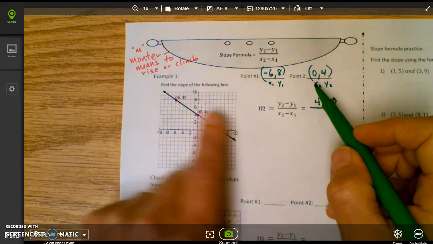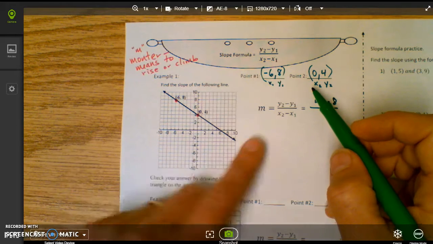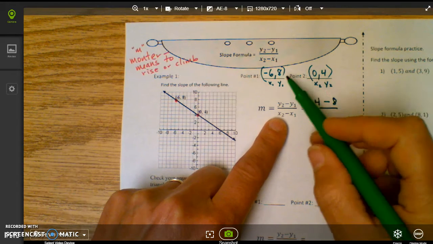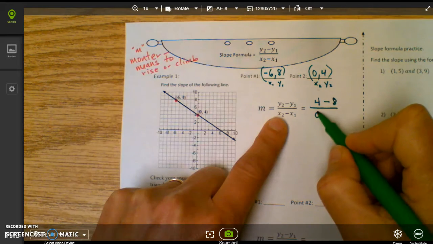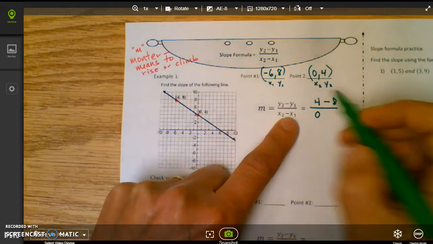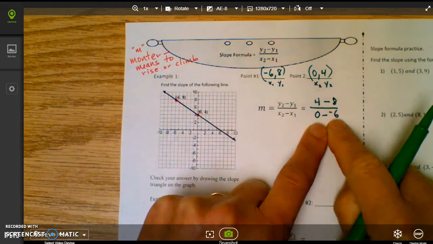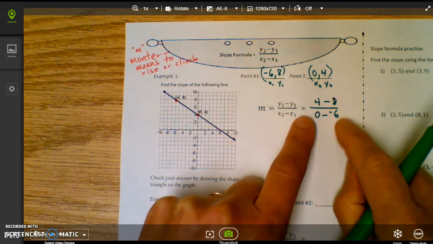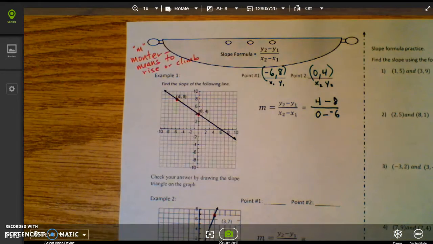On the bottom of the fraction, remember we're looking at the run, which is the horizontal distance between the 2 points. The horizontal distance is really the distance between our x's. So see how x2 we have labeled as 0, minus x1, which we have labeled as negative 6. Guys, this part's really important. The formula needs you to subtract the values that we have. So that means sometimes subtracting a negative 6.